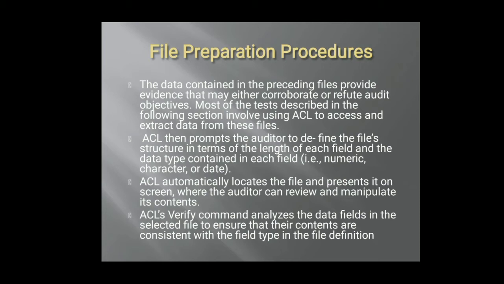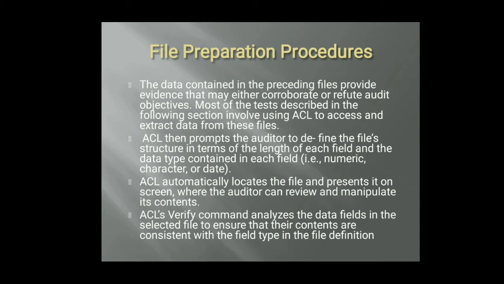Numeric, character, or date. When the data definition is completed, it is saved under a unique name assigned by the auditor. All future file access is accomplished by simply selecting the data definition from an ACL menu. ACL automatically locates the file and presents it on screen, where the auditor can review and manipulate its contents. Here, Figure 10.8 shows a sample ACL data definition screen.